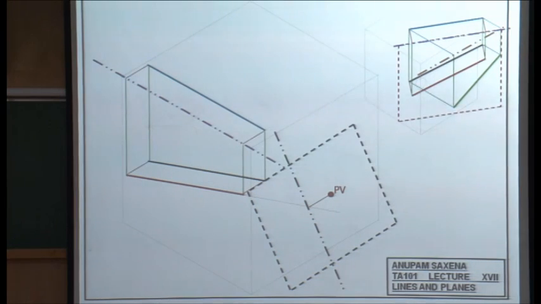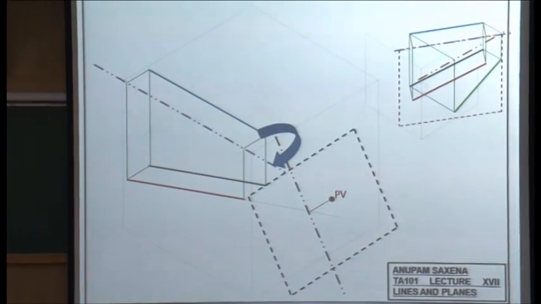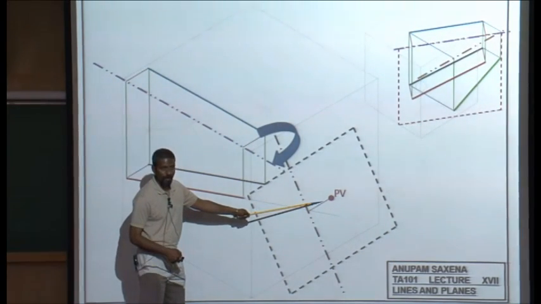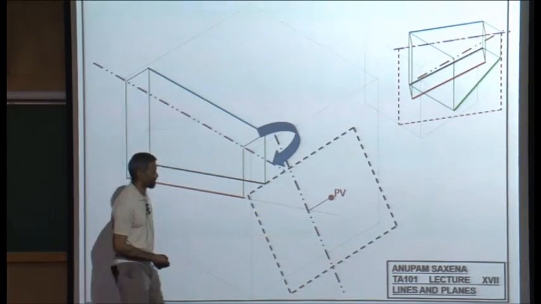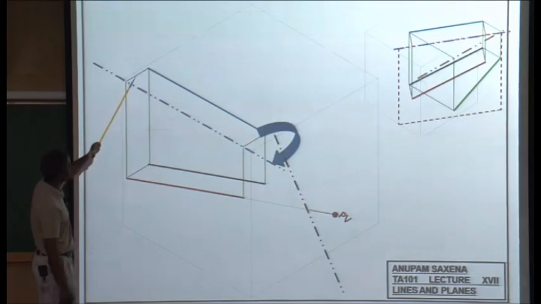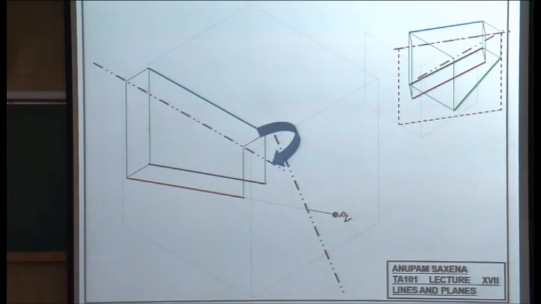Now what I would do is rotate that plane about that black hinge line like so, and when I do that, this guy would be coming where? Here. Clear? Now is it okay for you to correlate this distance with this distance? Clear? Yeah?